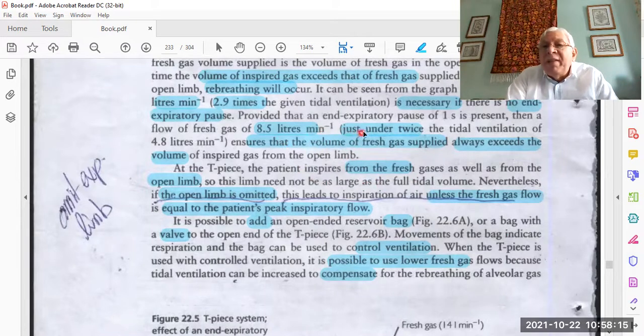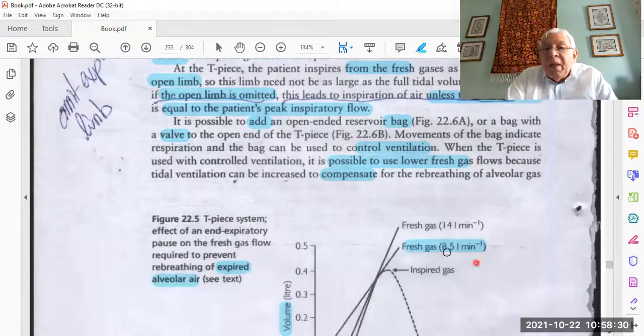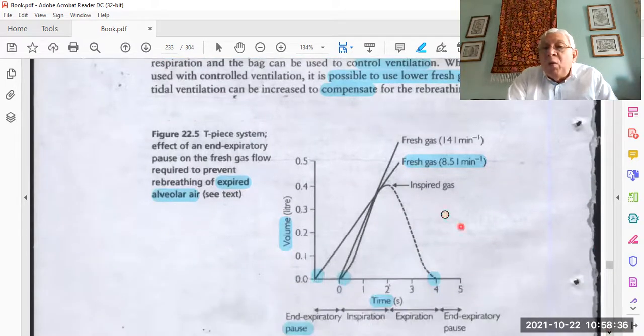What is the proper minute volume to give in case there is no expiratory pause? You see, this is the proper flow, as we can see, where no rebreathing will occur if there is no expiratory pause.